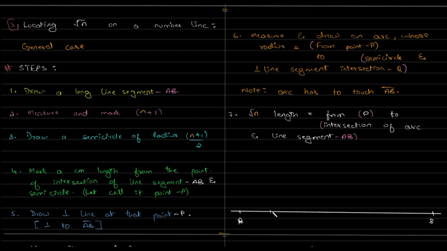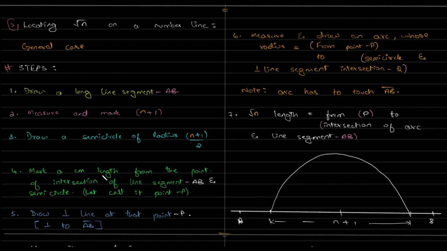So if this is any point, at the distance of n plus 1 is where you have the other point. Draw a semicircle of radius (n plus 1) by 2. So basically, draw a perpendicular bisector, find the center. With that as a center, if you draw a semicircle, it will by default touch these 2 points.